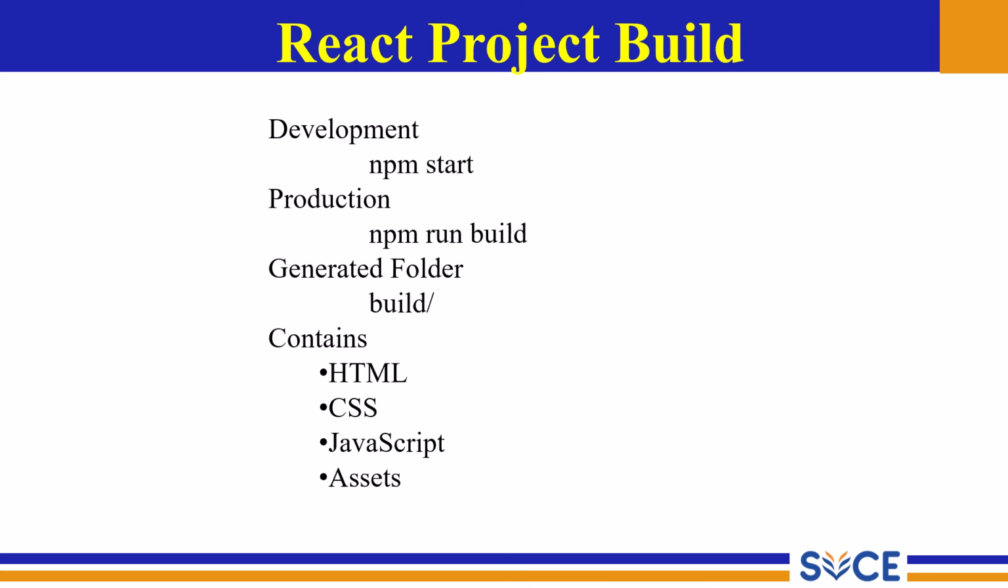However, for production, we execute npm run build. This command creates an optimized version of our application. React generates a new folder called build. Inside this folder, we find optimized files such as HTML, CSS, JavaScript, images, and other assets. These files are compressed and optimized for faster loading.